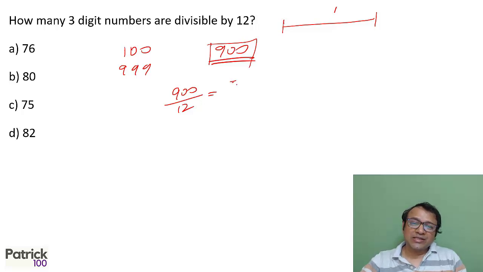12 sevens are 84, so 60, 12 fives are 60. So 75. There is no remainder. So exactly 75 numbers are divisible by 12. So we'll get the answer as C option.